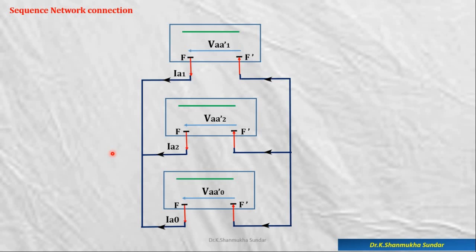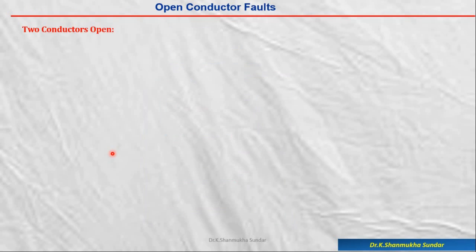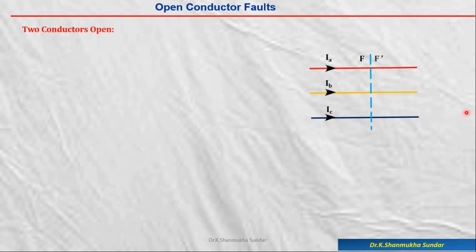Is it clear? Now let us move on to two conductors open. Now here let us consider a power system with currents IA, IB, IC. Now same thing, same explanation holds good. A fault occurs here. Either side of the fault is represented as F and F dash, isn't it? And the ends of the conductors are represented as A dash, B dash, C dash. Till this point the explanation will be similar to that of one conductor open.